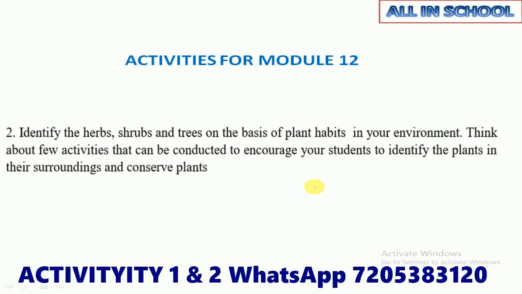Okay, friends, here is a question you can see on your mobile screen, number 2, and you can see it in the PDF provided by your government block authority or NISHTHA modules. Friends, question number 2 is: identify the herbs, shrubs and trees on the basis of plant habits in your environment. Think about a few activities that can be conducted to encourage your students to identify the plants in their surroundings and conserve plants.